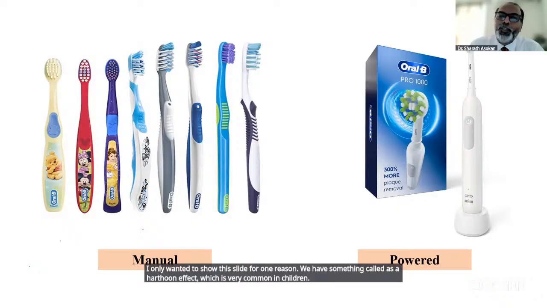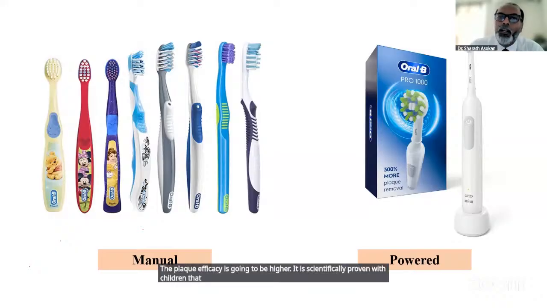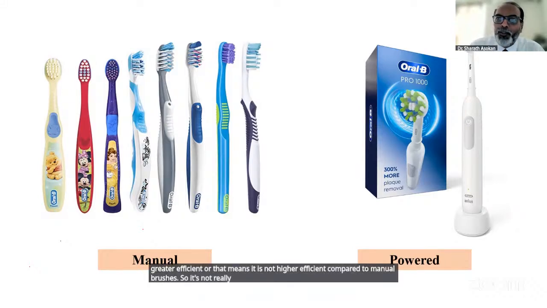Children think that if you use a powered brush, then the plaque removal efficacy is higher. The Hawthorne effect just means that children think, just because they're going to use a new brush or a powered brush, the plaque removal efficacy is going to be higher. It is scientifically proven with children that powered brushes are not greater in efficiency compared to manual brushes.